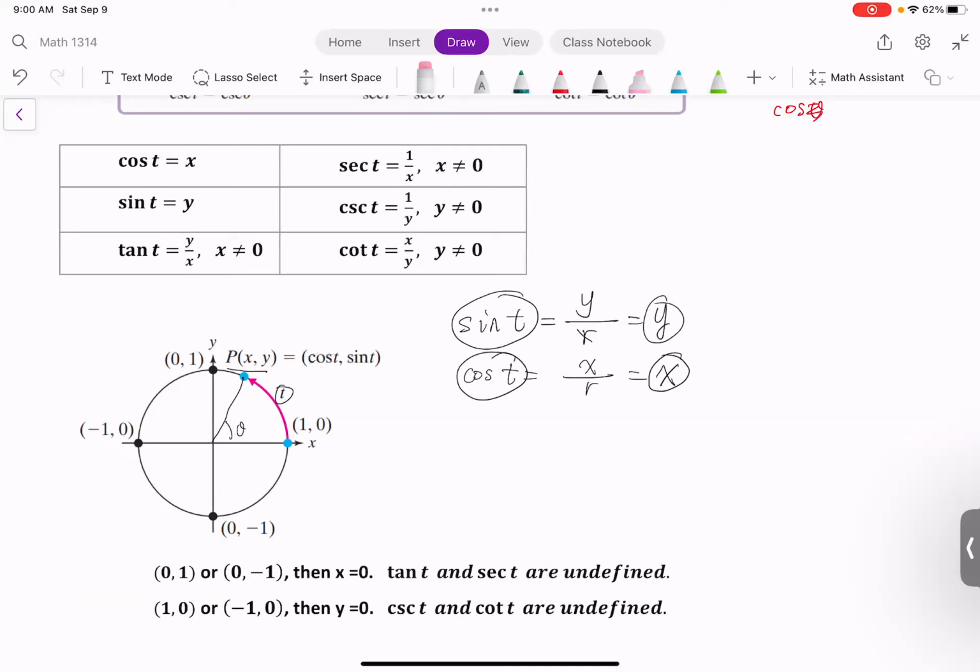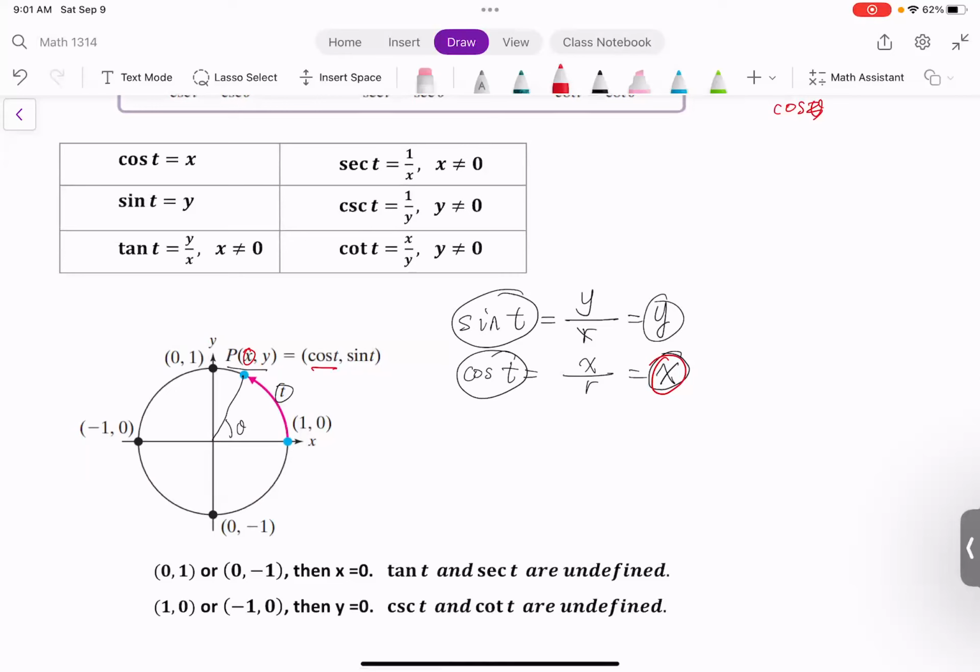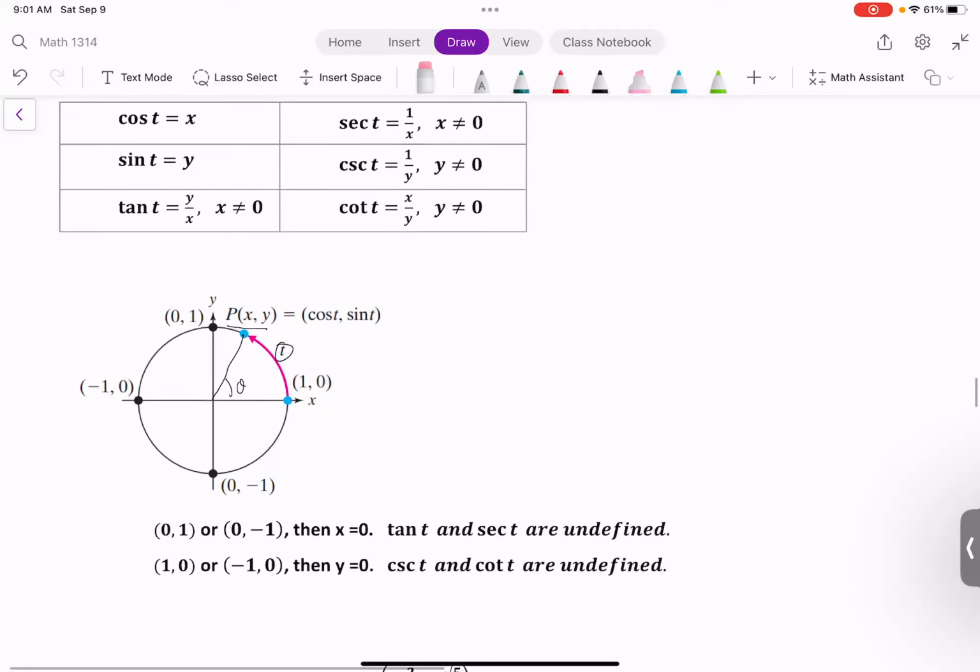How about the coordinates x comma y? Can I replace this x with cosine T? Yes, we can. And can I replace my y with sine T here? Yes. So if I have a point, I can replace the xy coordinates with cosine T comma sine T.